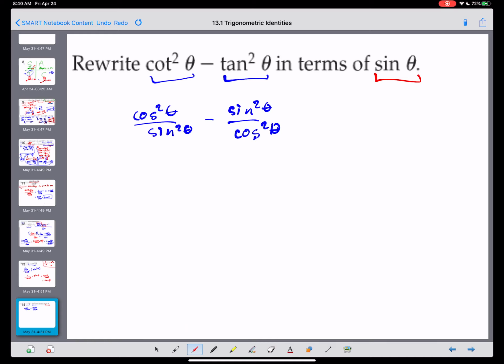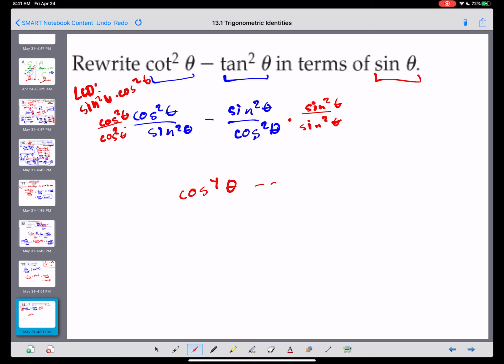I see fractions. So if I see fractions, I want to get an LCD, right? The LCD, I believe, would be sine squared times cosine squared. You just essentially take everything in the bottom. So this is missing a cosine squared, so I'm going to multiply cosine squared top and bottom. This is missing a sine squared, so I'm going to multiply sine squared top and bottom. So on top, cosine squared times cosine squared is cosine to the fourth, minus sine to the fourth, over cosine squared sine squared theta.